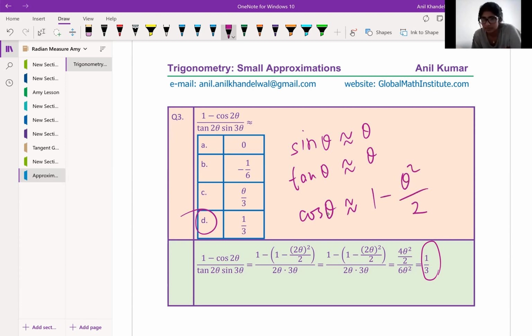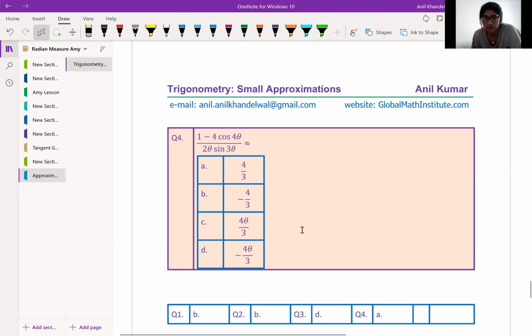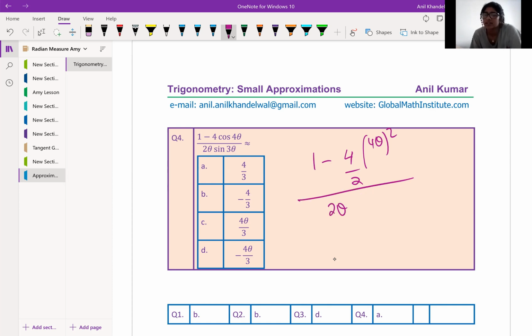Clear? Now, last question, where we had just 4 of them. Okay, so the last question here is 1 minus 4 cos 4 theta divided by this. Can you quickly do it? So 1 minus 4 times 1 minus 4 theta squared over 2, over 2 theta times 3 theta. Correct. So we need to simplify. 1 minus, so that's going to be 16 theta squared times 4, 64 theta squared.